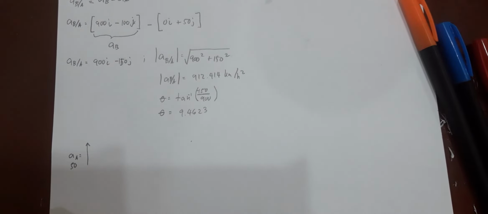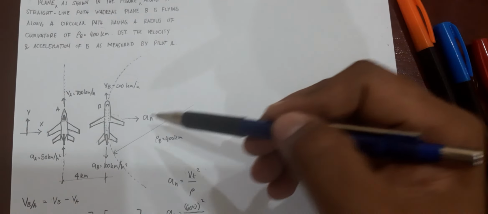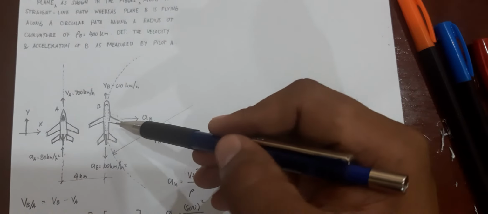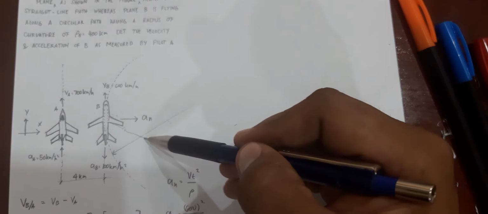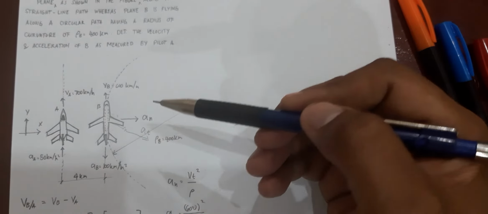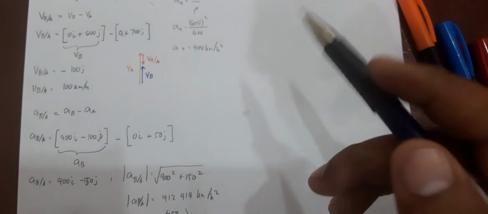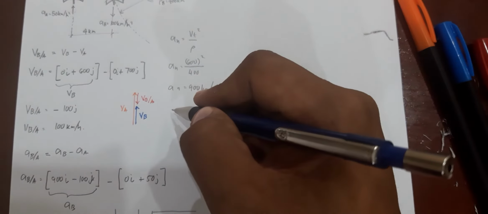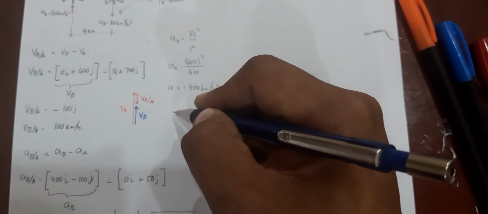Next is your AN. Since you have your components, the tangential and normal acceleration, you can calculate the resultant acceleration. Let's denote that one as AT. Now, for that particular acceleration, you make use of your Pythagorean theorem again.